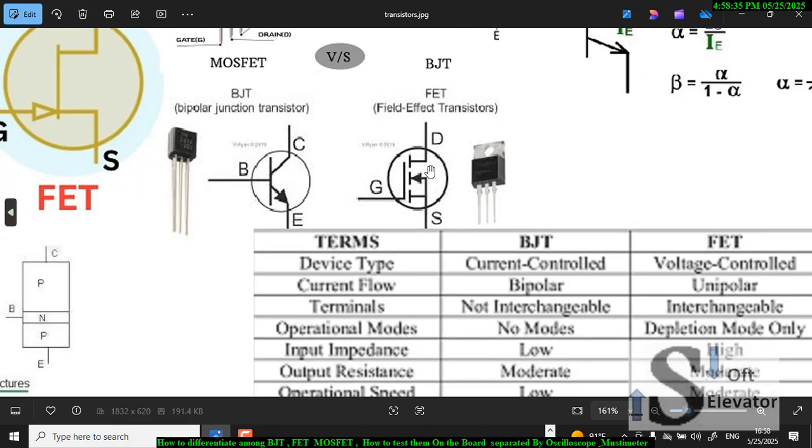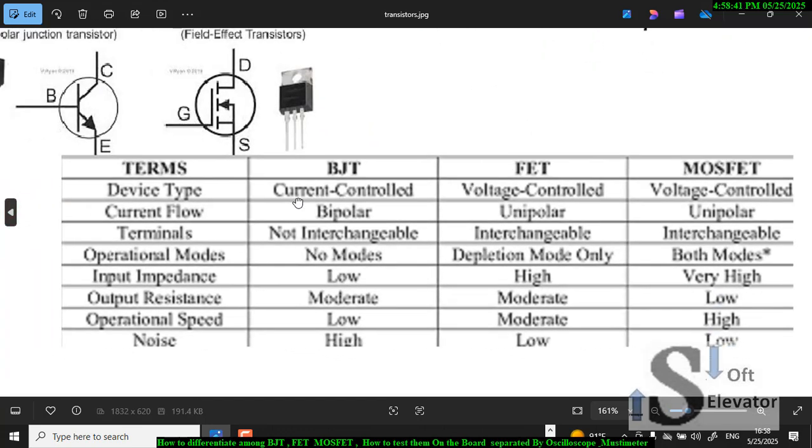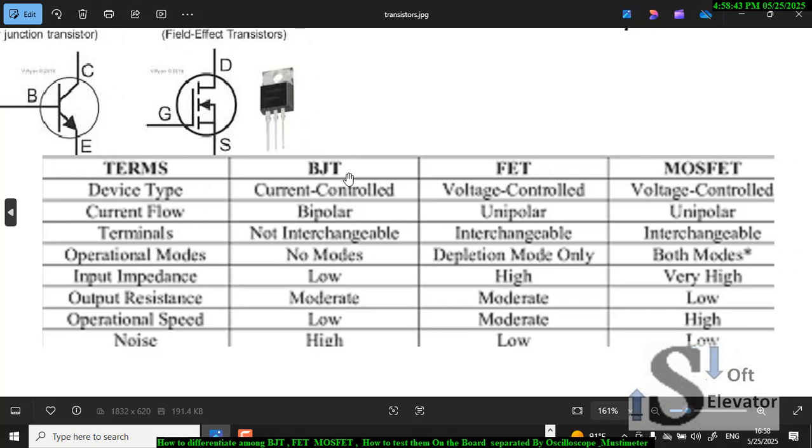This is the symbol of FET, also another symbol. You can use this one or this one. Here we have the difference between BJT, FET, and MOSFET. Device type: the first is current controlled, and the other two are voltage controlled. This is bipolar, this is unipolar.